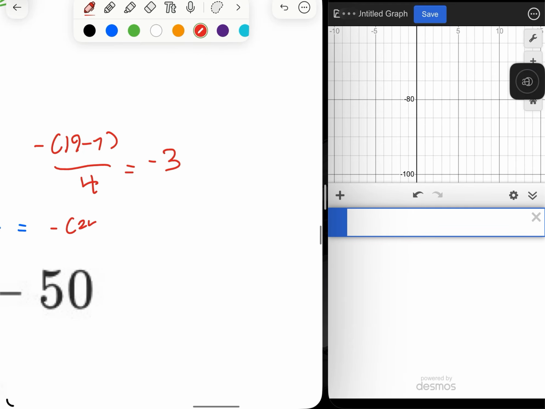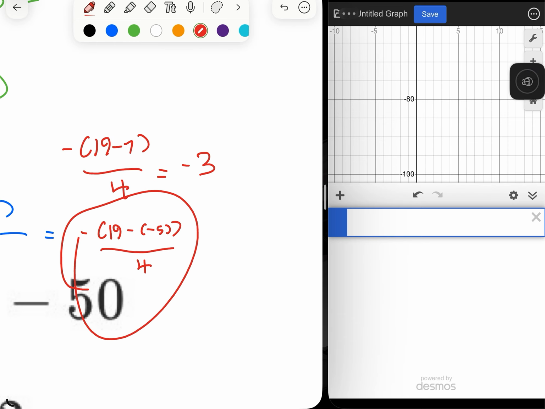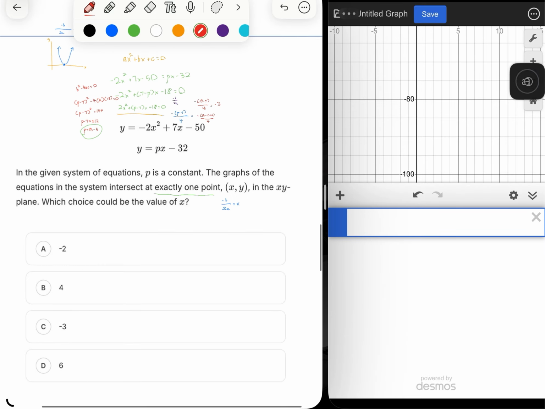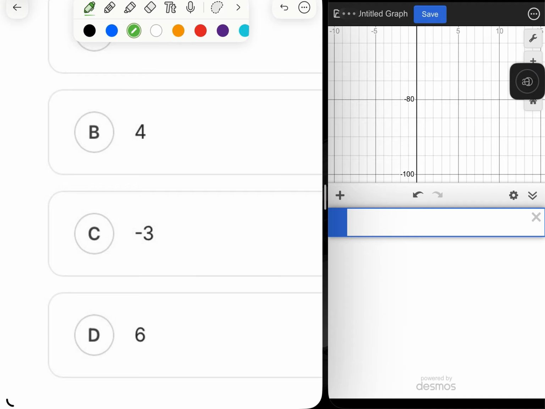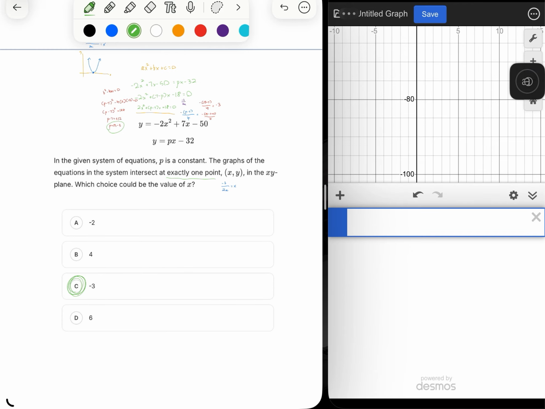So you have, again, and you don't actually need to find the second solution here, but you have negative 19 minus negative 5 over 4. That's the second value for x, and this is the first value for x. Our first value here, negative 3, literally matches answer choice C here. So you can circle that answer, and that's going to give you a point.